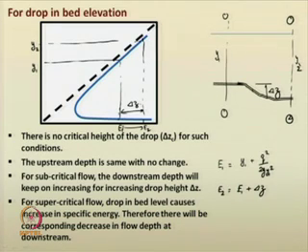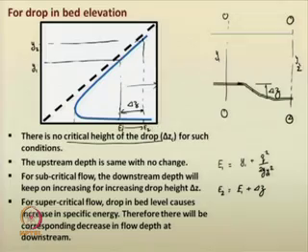So, in this situation there is no critical height of the drop, which means there is no such situation. You can give the height of the drop any magnitude, because the flow is going in this particular direction. So, there are no minimum specific energies coming into the picture there. The energy only increases if you increase the height of the drop. So, there is no such critical condition arising here.